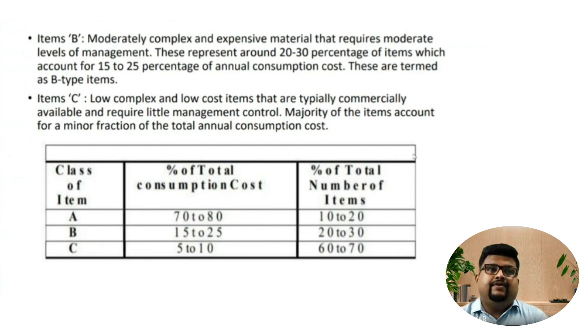Okay. Then we have B class material, which is a moderate. It also has a less impact on a consumption cost, and also it has significant number of those material listing or items. For C type, this particular C class, we have very less cost, quite a cheap and quite a cost effective materials, but they are in a very large quantity. Okay, so this is about ABC analysis.